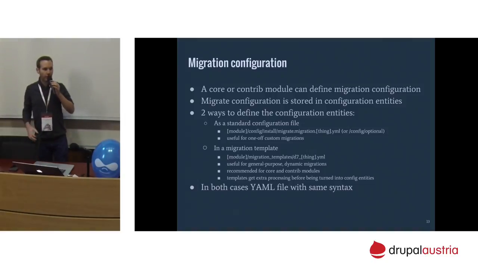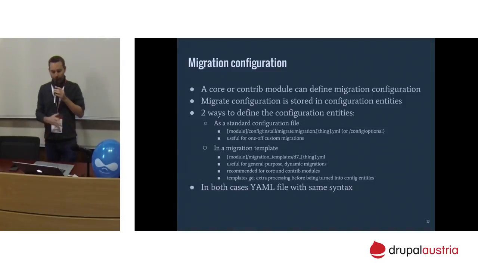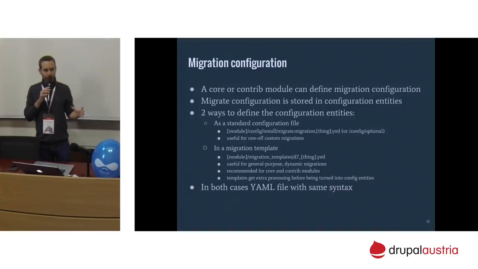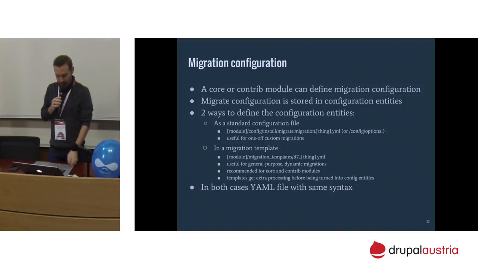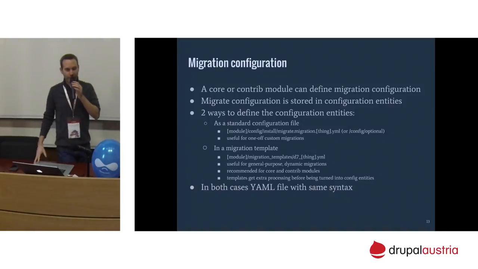This is useful for general purpose migrations where you don't know the exact path of the migration, because every Drupal 6 site is different, every Drupal 7 site is different. So these migration templates allow you to migrate from a wide variety of sources of site-specific configuration into Drupal 8. So basically, what you need to remember is if you use a migration template, there's some extra processing. And if you write for Drupal core or Drupal contrib, you would also use migration templates.